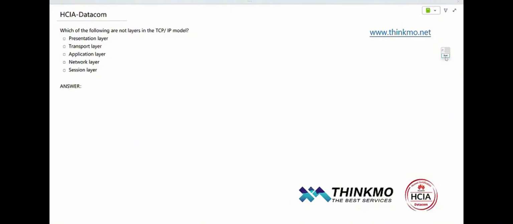Here, we can see that it is asking us which of the following is not a layer in the TCP/IP model. First, is the presentation layer one of them? It is not, because the presentation layer is part of the OSI model. The transport layer is correct, the application layer is also present, and the network layer is included as well. And the last one, the session layer, is also part of the OSI model and does not exist in the TCP/IP model. So for this question, we should actually choose B, C, and D.